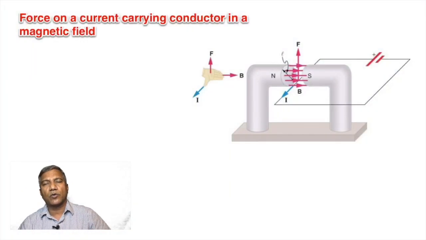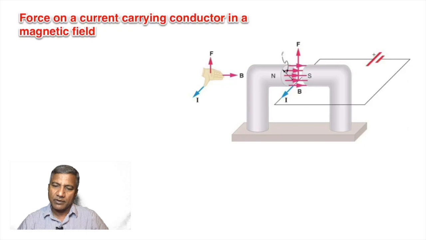Now let us look at what happens if a current carrying conductor is kept in a magnetic field. So take a look at this circuit here. You have a battery and you have a conductor like that, and one part of this conductor is kept in a magnetic field. Right? That's a magnetic field from north to south, and this conductor, which is carrying current I amperes, is situated in that magnetic field.